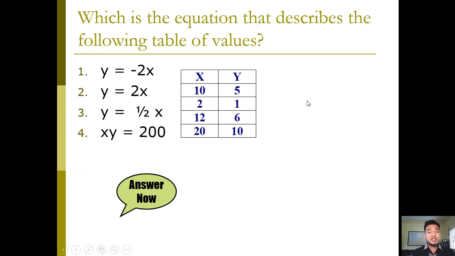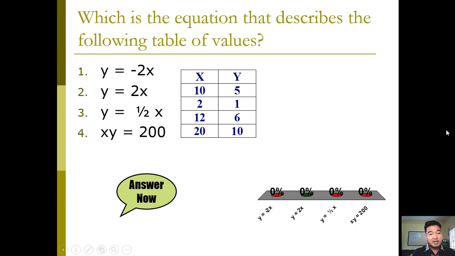Which is the equation that describes the following table of values? Alin daw sa mga equation na ito ang nagre-represent dito sa table of values? So we have to know the constant of variation here. 5 divided by 10 is 1 half. 1 over 2 is 1 half. 6 over 12 is 1 half. 10 divided by 20 is 1 half. Alin dito ang may k na 1 half? That is number 3. The answer is y equals 1 half x.